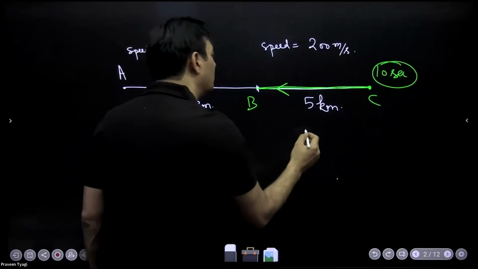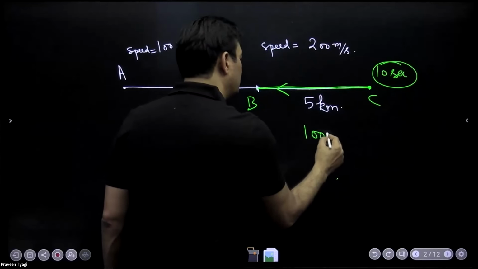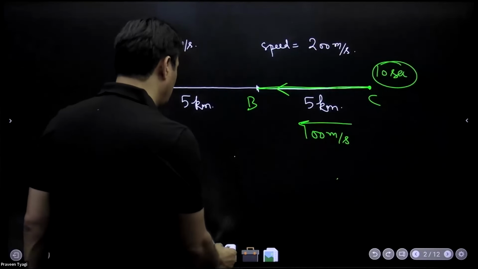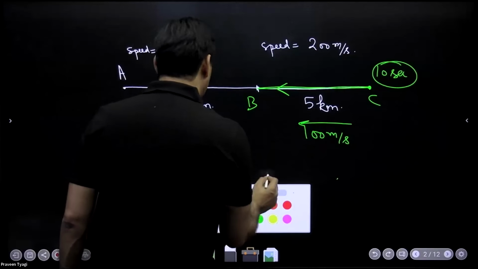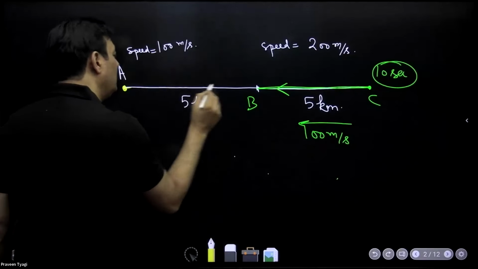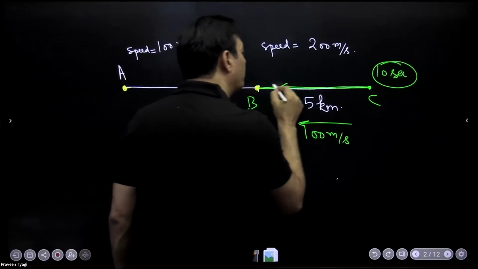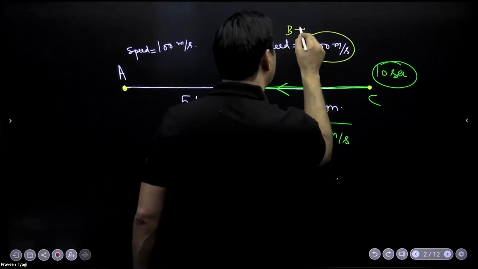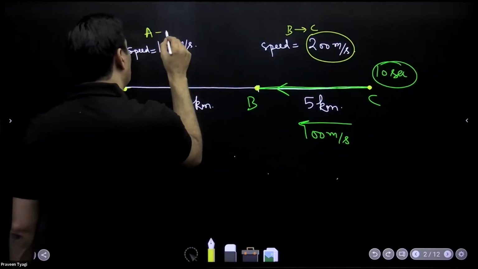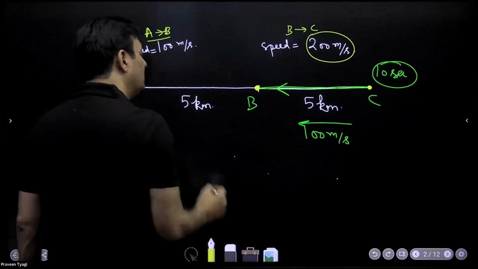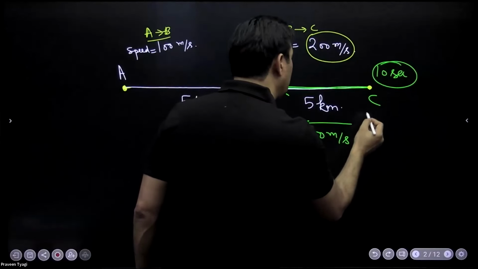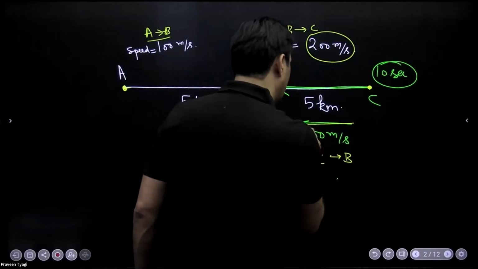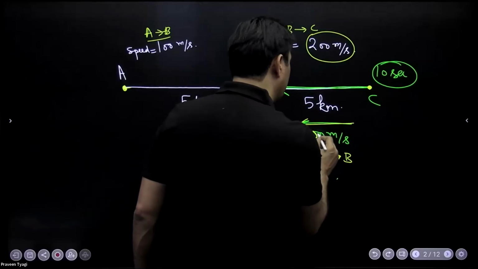Then I moved back with a speed of 100 meters per second while returning. So now there are three motions. First motion is A to B. Then I moved from B to C with this speed. B to C. This is A to B. And then I return back from C to B in this direction. And this is 100 meters.